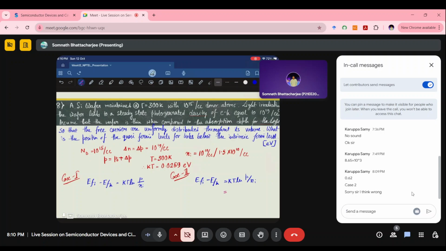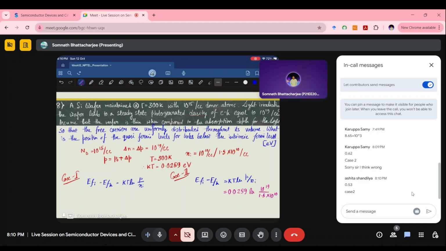Why? This is 0.0259 ln of P by del P, right? So that is 10 to the power of 19. For which case that is 0.53, 1.5 into 10 to the power of 10. Let me just put the values first. So 10 to the power of 19 divided by 1.5 into 10 to the power of 10. For case 2, this is 0.53, okay.